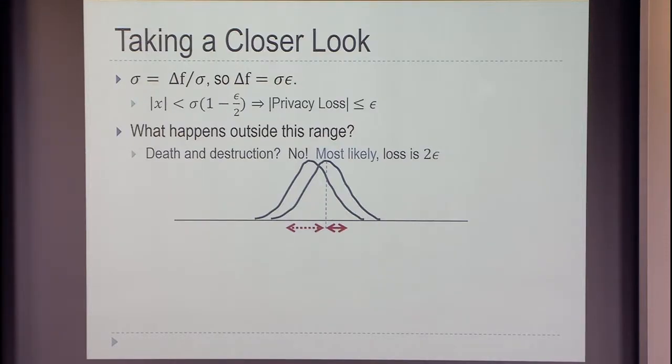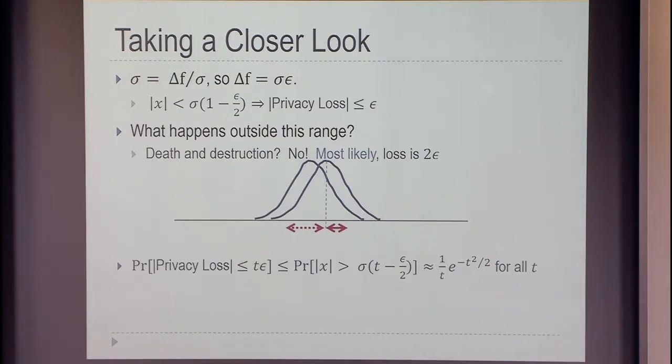And in general, we can argue that for the Gaussian, the probability that our privacy loss is at most t epsilon is going to be something like 1 over t e to the minus t squared over 2 for all t. In other words, when you're using the Gaussian, the privacy loss random variable is itself a Gaussian, which is really cool because we understand it very well. We understand its behavior under group privacy very well. It's tightly concentrated around its mean.